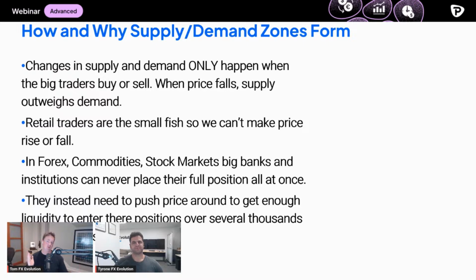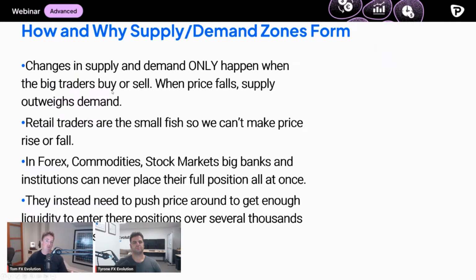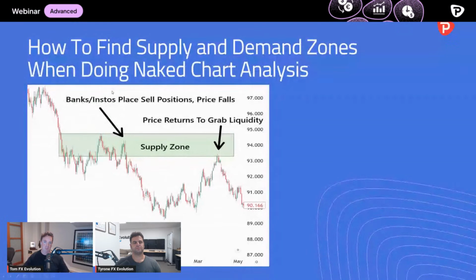And of course, whether you're trading Forex, commodity, stocks, or any of these things, banks and institutions place their positions over a long time. So they continuously keep placing them. And what we need to understand from all of this is that they need to push price around. So basically, price will often be making highs and give a lot of false breakouts. And they'll do that to induce liquidity, to induce you to potentially trade those positions.